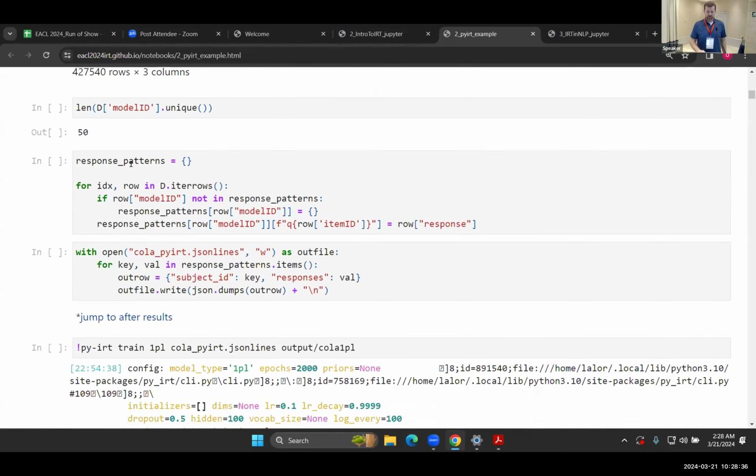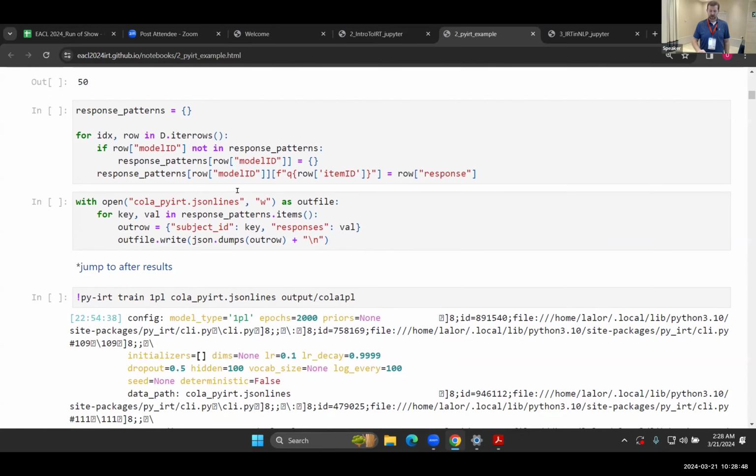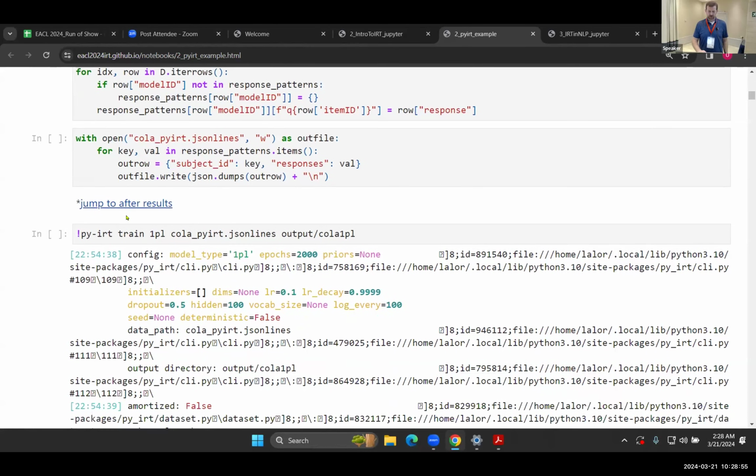Okay, so what we want to do is just take this, convert it into the dictionary that we need. It's just a simple loop to build out that dictionary of subject IDs and then your responses. And then you're going to write that to the JSON lines file so that you can access it when you call PyIRT. All right, so here's the command that we saw in the slides, right? PyIRT train, we're going to train a 1-parameter model. Here's our input, and then here's our output. We want to save it to this cola1pl folder where we're going to get our output files that we can examine.